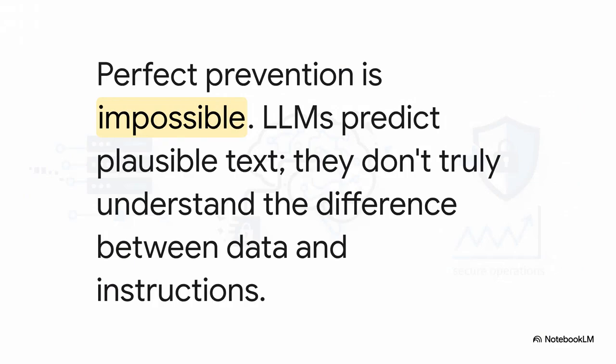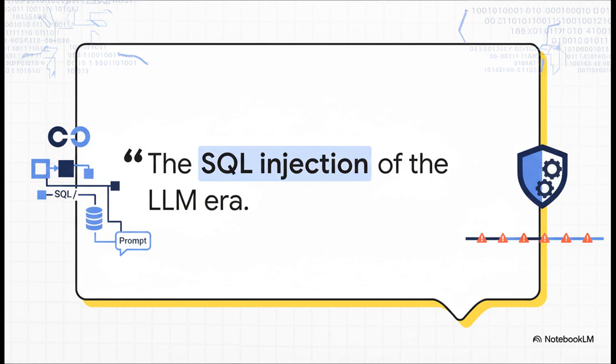But let's be brutally honest for a second. There is no such thing as perfect prevention here. It's just not possible. Why? Because at the end of the day, these models are incredible at predicting the next word, but they don't understand meaning. They can't truly tell the difference between a fact they read in a document and a command that's disguised as a fact. And that's precisely why you hear people calling this the SQL injection of the LLM era. Think about it. Just like SQL injection, it's a fundamental vulnerability that comes from mixing instructions and data. This isn't some simple bug we can patch and forget about. This is a new class of threat we have to manage, forever.